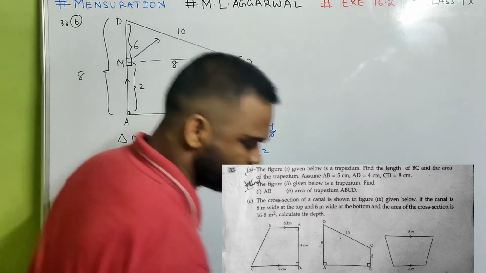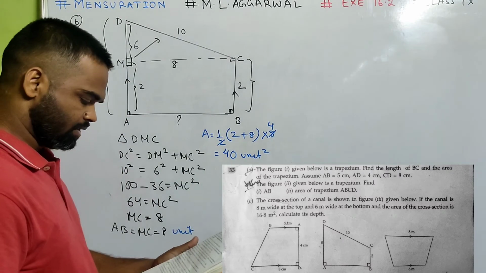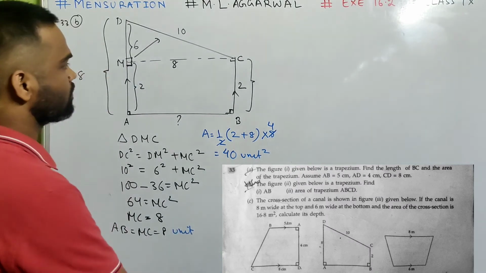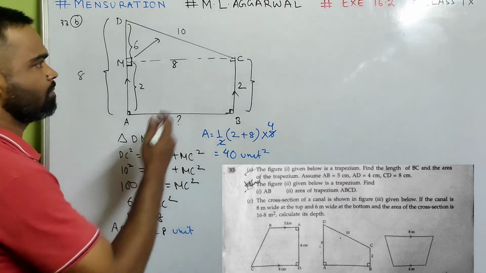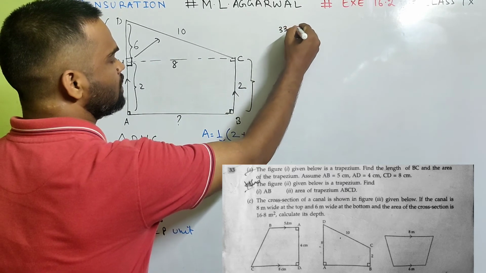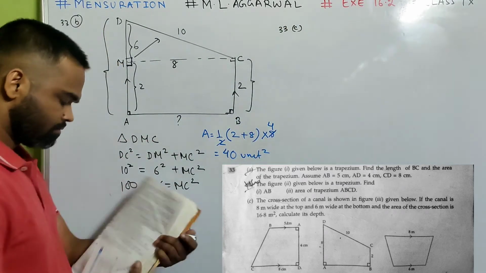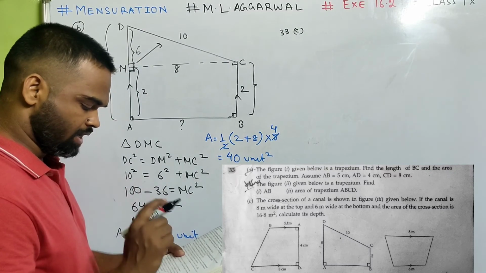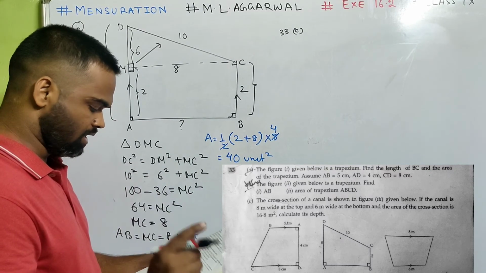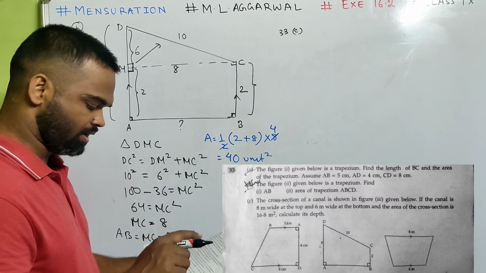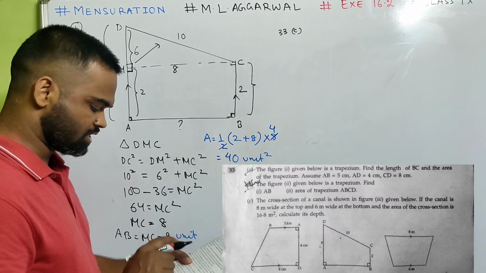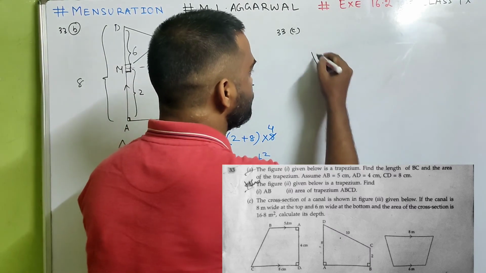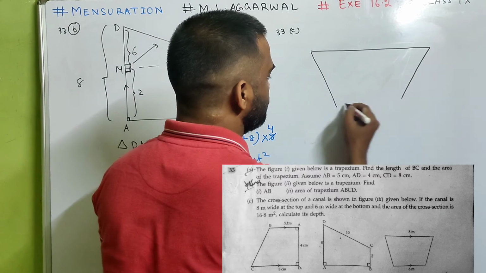Now let us see. We have enough space. We can do number C also over here. This was easy, okay? Just Pythagoras Theorem. 33 part C. The cross section of a canal is given below. If the canal is 8 meter wide at the top and 6 meter wide at the bottom, and the area of cross section is 16.8 meters square, calculate its depth. What happened? There's a canal.